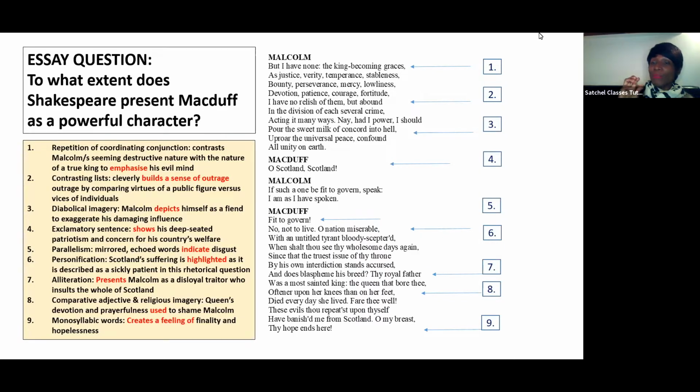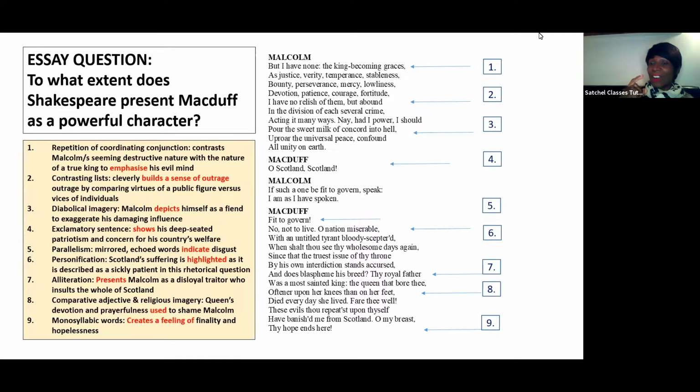And Macduff reacts very strongly to this to show that he will not be tempted. So this is how the scene goes. Malcolm says, "I have none. The king-becoming graces as justice, verity, temperance, stableness, bounty, perseverance, mercy, lowliness, devotion, patience, courage, fortitude, I have no relish in them, but abound in the division of each several crime, acting it many ways.